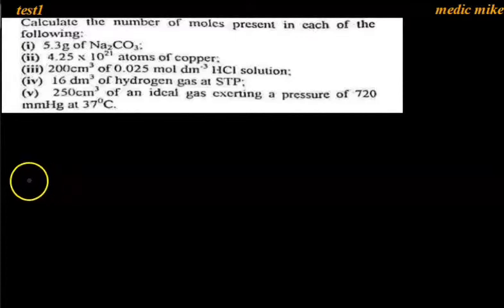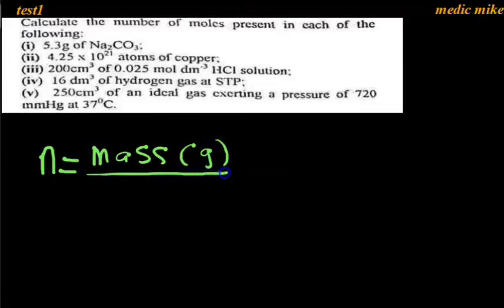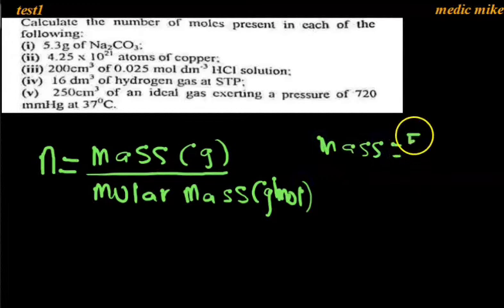Now the first thing to do is to write down our chemical formula for solving this, which will keep us on track with what we are doing here. Now remember the first formula I gave, which is mole is equals to mass in gram over molar mass in gram per mole. Now we already have our mass, and our mass is equals to 5.3 grams, and our molar mass we don't have.